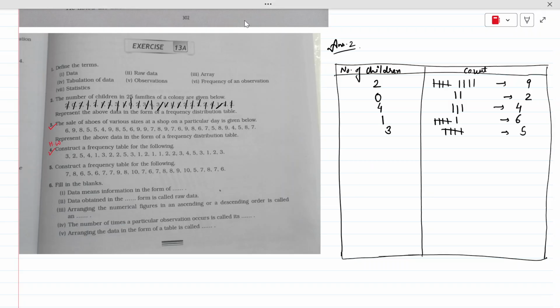Okay, so let's try to do this. This is answer number 5 I am doing here.